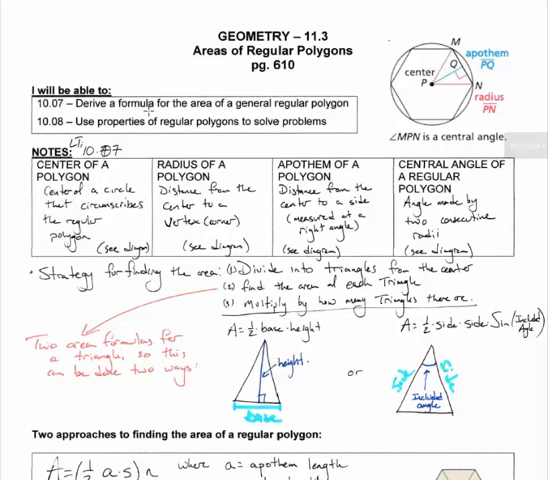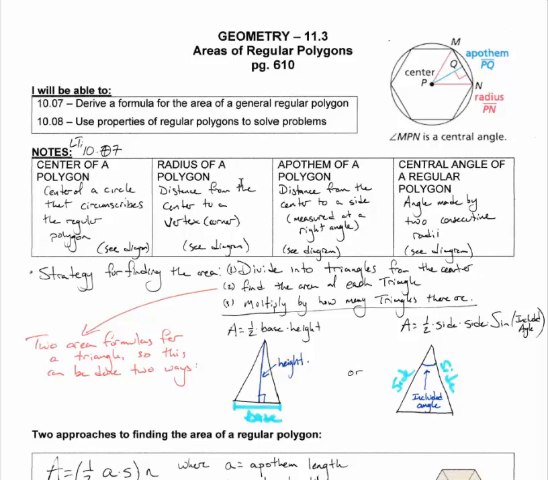In this video, we're going to derive a formula for the area of a regular polygon. A regular polygon, recall, is a polygon whose sides are all congruent and whose interior angles are also congruent to each other. Here's a diagram of a regular hexagon with some important parts labeled that we're going to discuss briefly here. In the next video, we're going to use these formulas that we come up with to solve some problems to find the areas of these sorts of things.